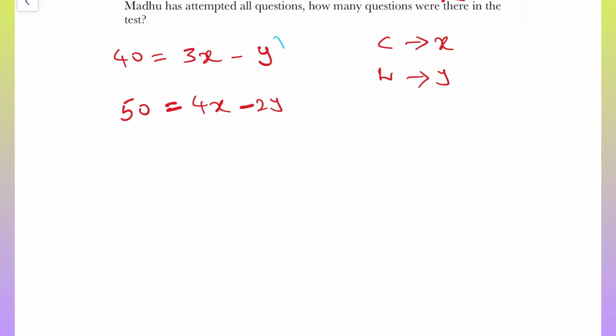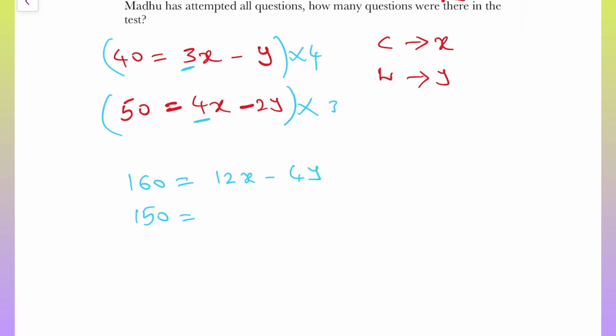First equation, I am multiplying with the x coefficient of the second equation, and second equation I am multiplying with the x coefficient of the first equation. So what will we get then? 4 into 40, it is 160, equals 4 into 3x, 12x, minus 4 into y, 4y. The second equation, 50 into 3, 150, equals 4x into 3, 12x, minus 2y into 3, 6y. Plus becomes minus, plus becomes minus, minus becomes plus.